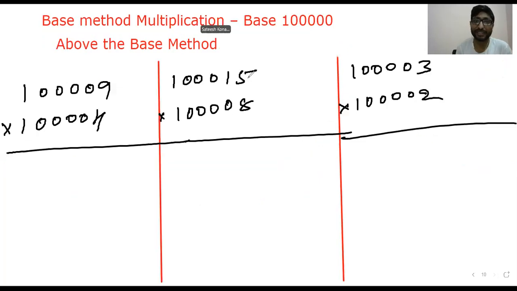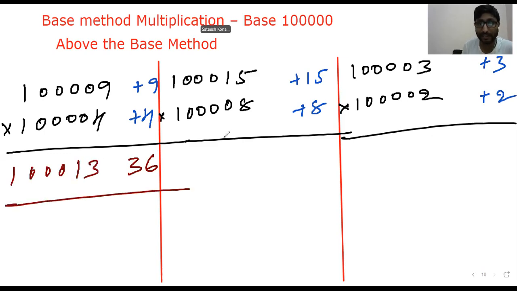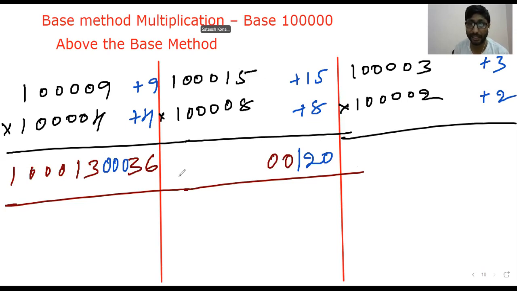So let's wind up this concept. Plus 9, plus 4, plus 15, plus 8, plus 3, plus 2. Simple. 9 fours are 36 and 1 lakh. This is the above base method, 1,13,000. 5 digits should be there. The answer should be 00036. 15 eights are 120. The answer should be 5 digits, 00120, and the final answer here is 1,23,000.